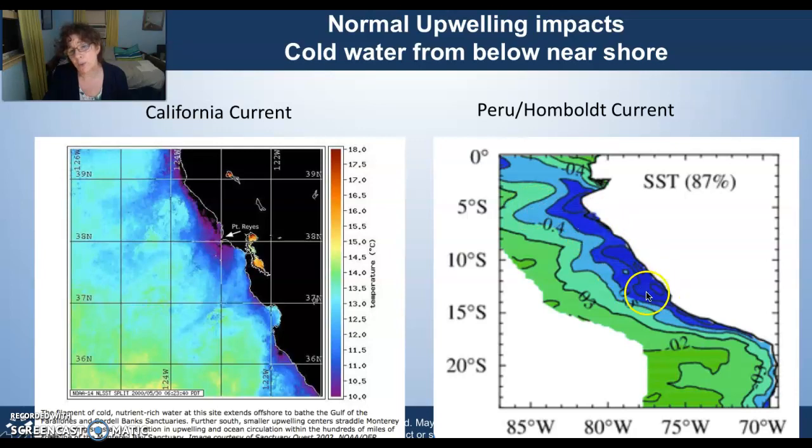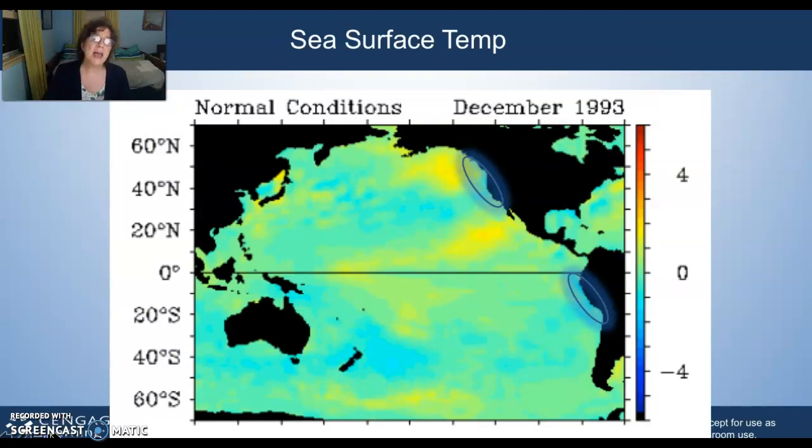You're seeing all the cold water that's in there as well. So upwelling is a phenomenon that we can study, that we can see, that we can measure. And in a normal year, and what I'm saying is a normal year is a year without El Nino or La Nina. And I know you've heard of El Nino. We're going to study that in a second.